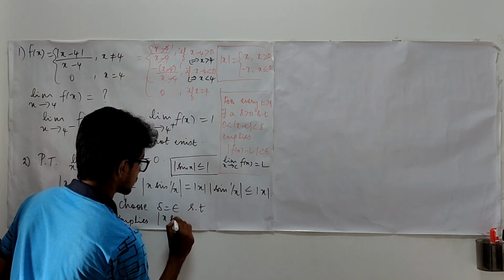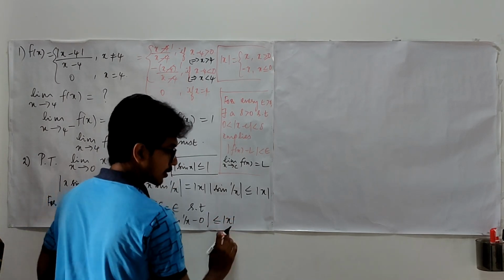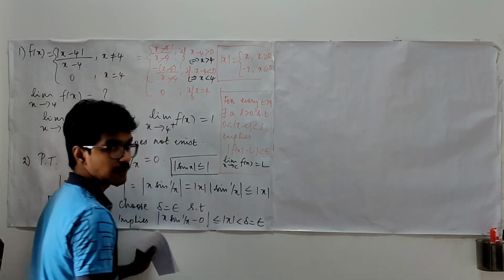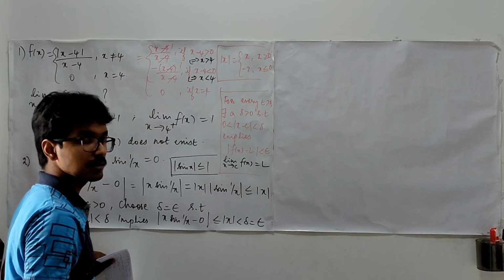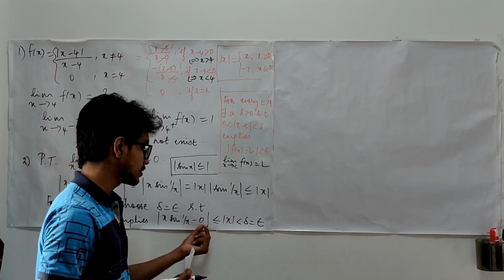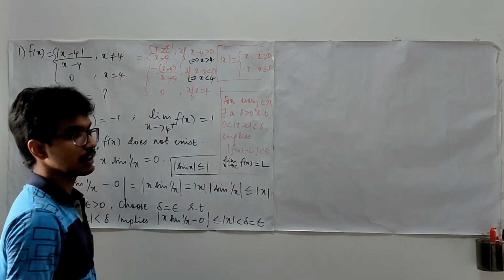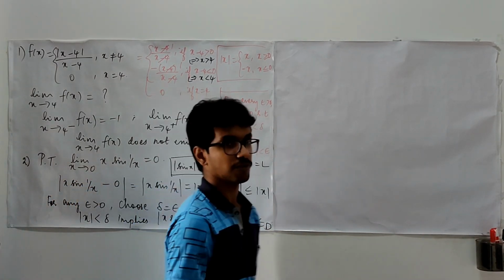Absolute of x times of sine 1 upon x minus 0 will be smaller than or equals absolute of x, which is smaller than delta, which is same as that of epsilon. So comparing only these two things, what is this thing that you have? Absolute of x times of sine 1 upon x minus 0 is less than epsilon. That is what you have, right? So by the definition of a limit, we have proved this. And this completes the proof.